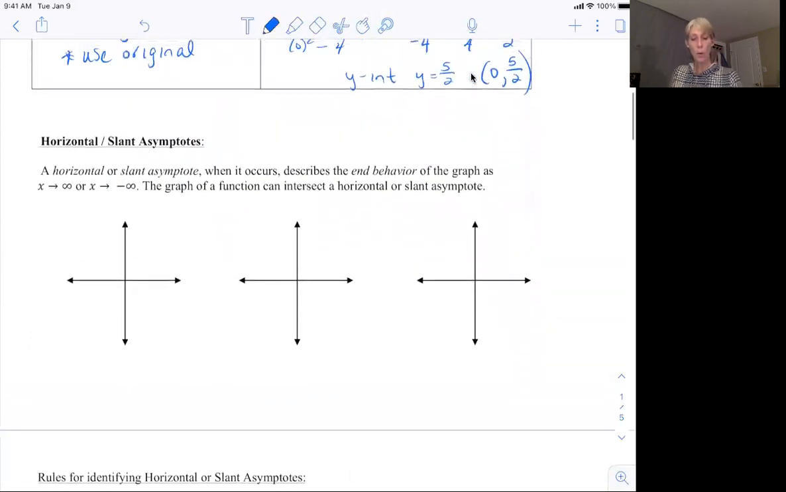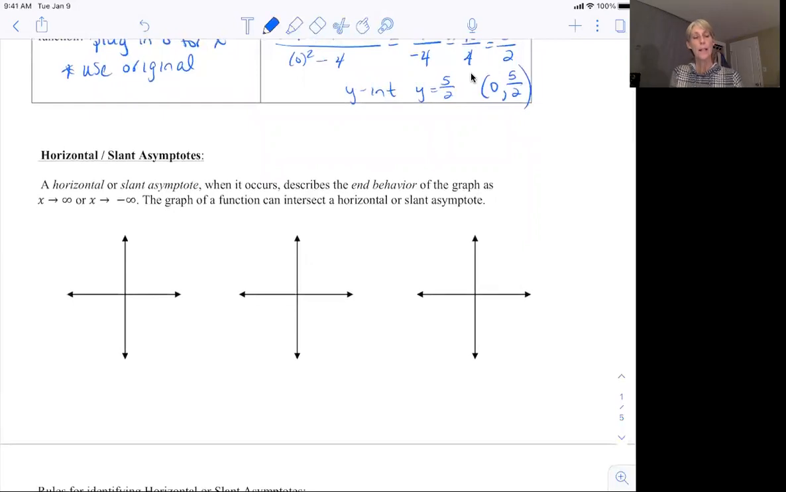Now let's talk about what the real lesson today is about. Today we're going to be talking about how to identify those horizontal, or what we can call slant, asymptotes in a rational function. So when we're dealing with rational functions, we can have three different possibilities. And before we even get started, let's talk about what a horizontal or a slant asymptote represents. When it occurs, it describes the end behavior of the graph as x goes to infinity or x goes to negative infinity.